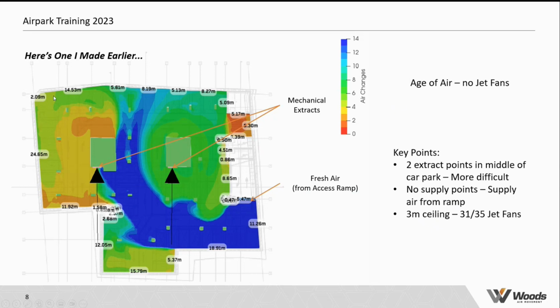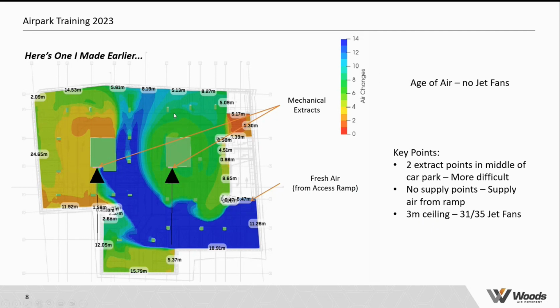Ideally, we would have the extracts located up here in the top left corner of the car park. This would then allow us to blow the air directly across the car park, just simply ventilating all areas without any complicated layouts or an excessive number of jet fans. But because of how the architects have designed this car park, they're in the middle, which means we have to deal with it and come up with a system that will work with the geometry of the car park that has been given to us here.